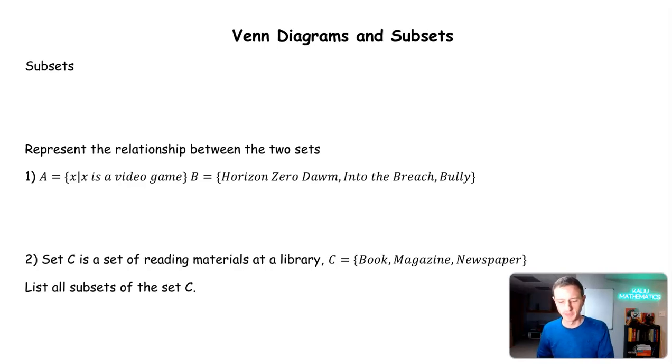Today's video, I'm going to be taking a look at Venn diagrams and subsets. So first of all, the symbol for subset, I'm going to do the best that I possibly can here. It's like a sideways U with a line underneath it. That's a subset. So we would say A is a subset of B.